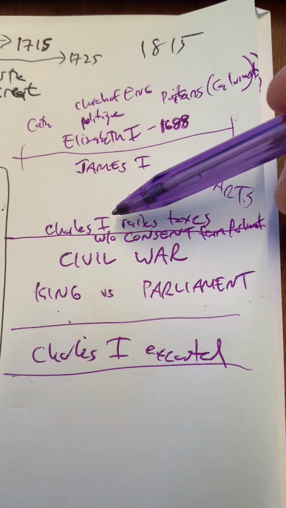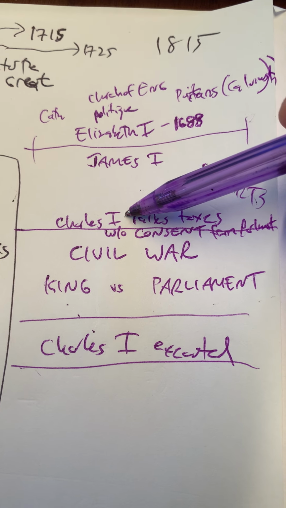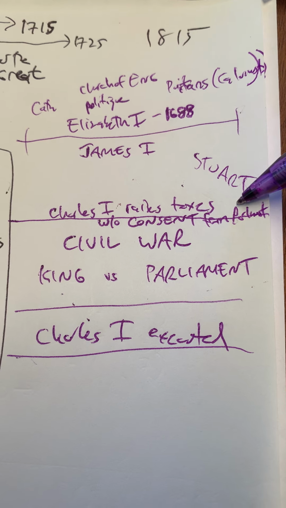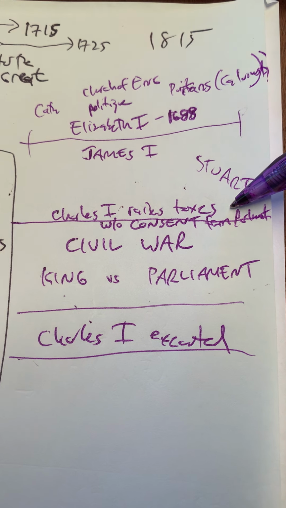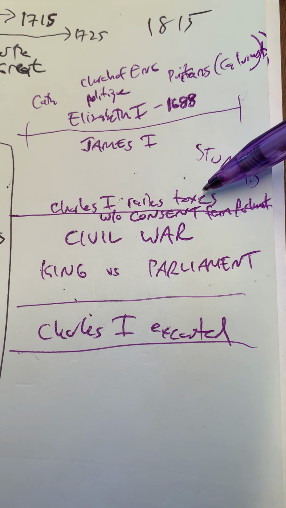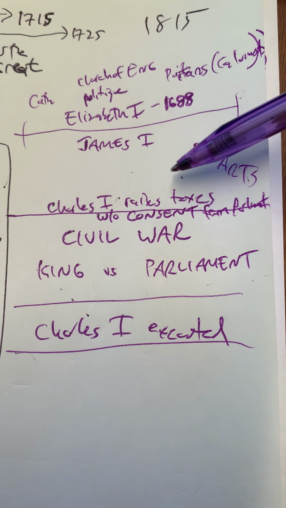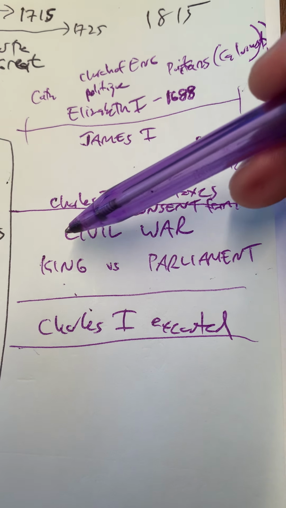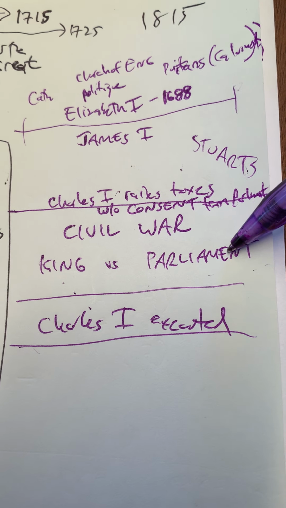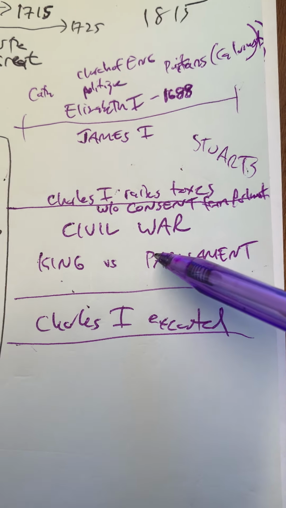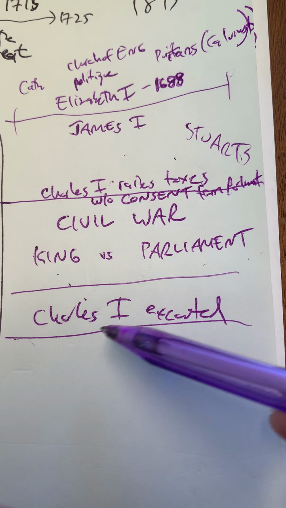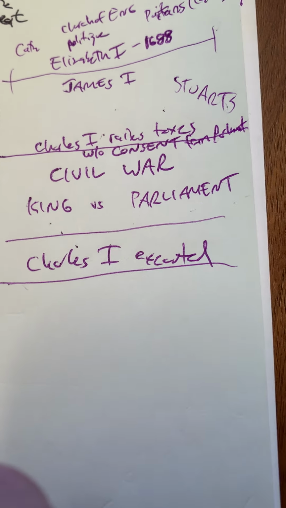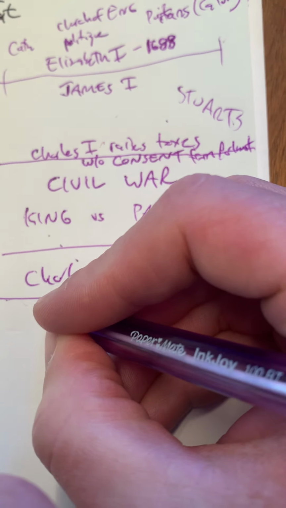Even though they're the head of the Church of England, they're seen as being sympathetic to the Catholics. And then Parliament is made up of many Puritans. And so this war also has religious elements to it, where even though it's king versus Parliament, it's also Catholic sympathizers versus Puritan sympathizers. And so after this civil war, Charles I is executed, and the leader of Parliament, who's a Puritan, was Oliver Cromwell.